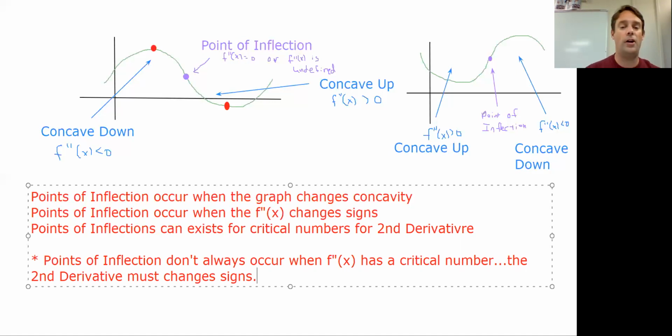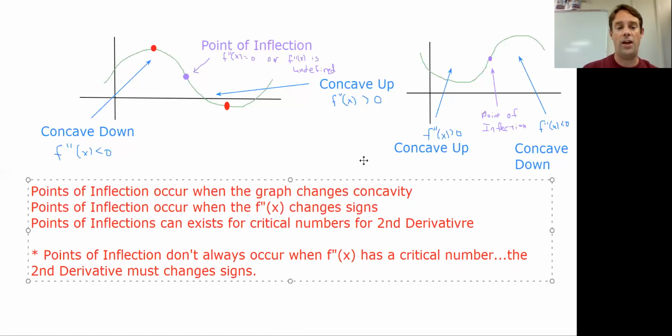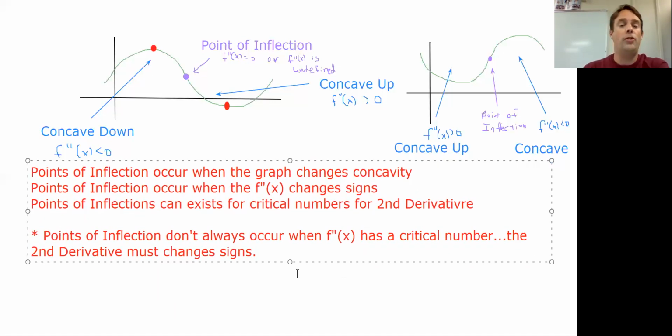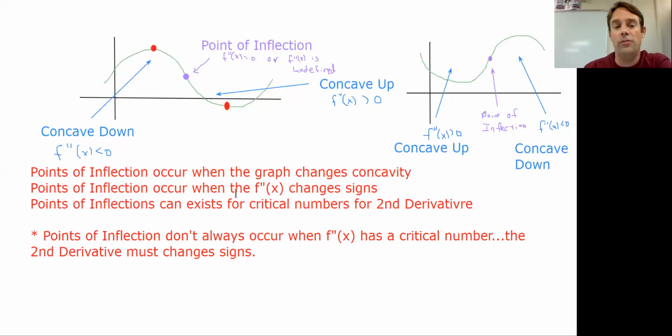And that's going to be kind of this idea that we're dealing with here. It has to change signs. If it doesn't change signs, we don't have ourselves a critical number. So let's take a look at some here. We actually know now quite a bit about these graphs.